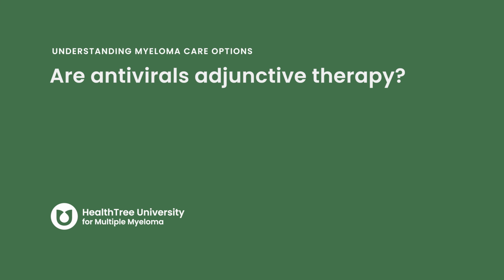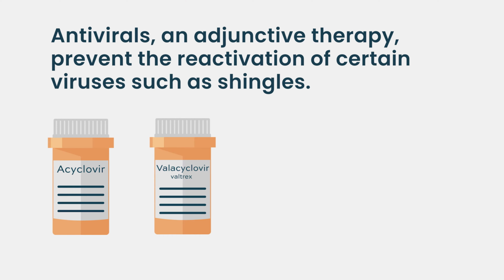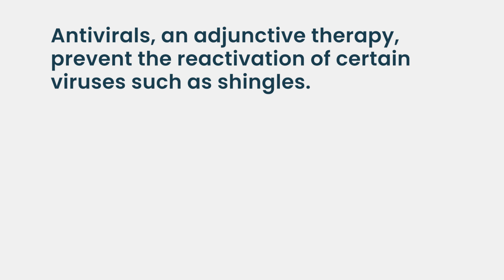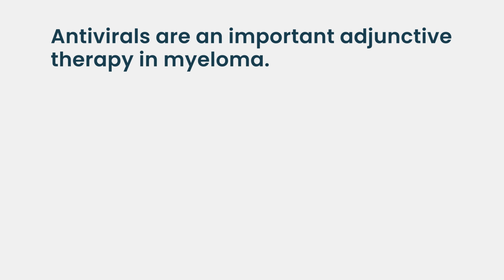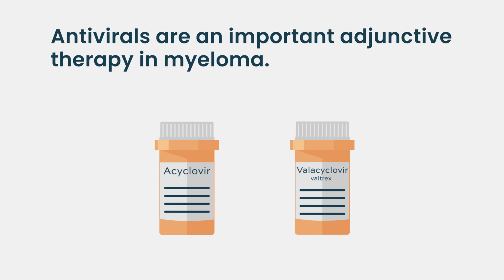Are antivirals adjunctive therapy? The antivirals are a good example. We're trying to prevent the reactivation of some viruses. When we target myeloma cells, we oftentimes, unfortunately, get some collateral damage with our normal plasma cells. Some of our normal plasma cells help prevent us from getting certain viruses, things like the shingles virus, which lives inside of our body at all times, but our body is able to keep it under control. When we give patients myeloma therapy, oftentimes their body loses the ability to control that because we've attacked some of the normal plasma cells as well. So medications to prevent the shingles reactivation are certainly important. Those would be medications like acyclovir or valacyclovir.